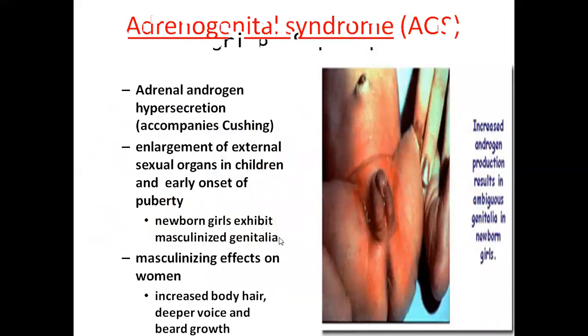There is a condition called adrenogenital syndrome, which is due to hypersecretion, again because of excessive secretion of androgens. It basically accompanies Cushing syndrome, where you will see enlargement of external genitalia, especially in children before puberty. Newborn girls may exhibit masculinized genitalia. Masculinizing effects in women include increased body hair, deeper voice and beard growth.